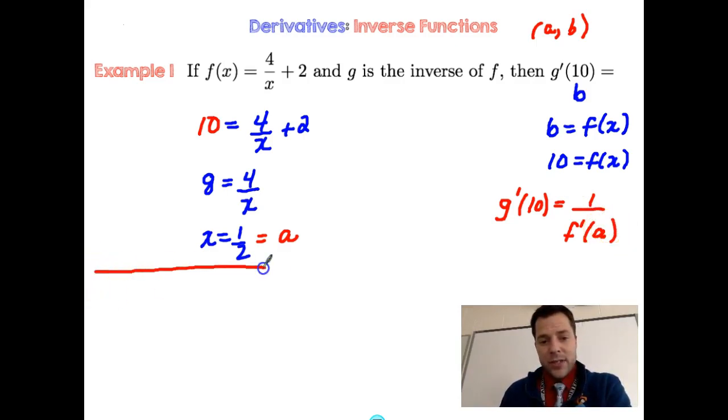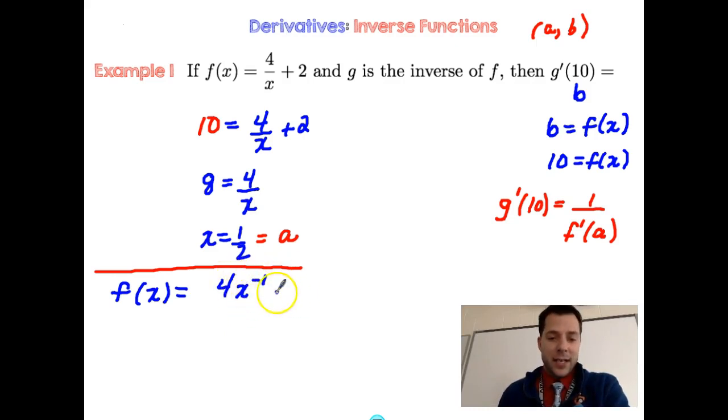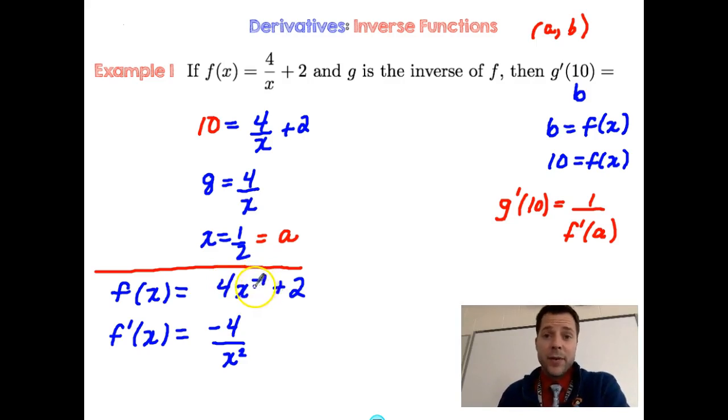Well, that's pretty easy too. So let's look at rewriting f of x. We know that f of x is equal to 4 over x plus 2, which is the same thing as 4 times x to the negative 1, plus 2. So let's find f prime. F prime of x equals negative 4 over x squared. There's that power rule: negative 1 swings out front, subtract 1 from the power, and the derivative of a constant is 0.